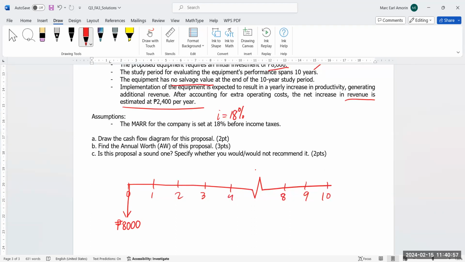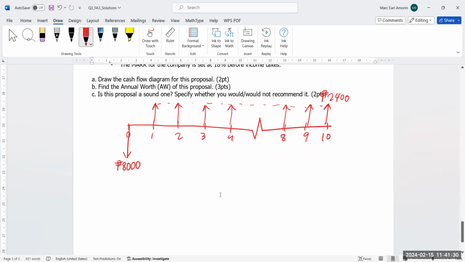Was there an annual maintenance cost mentioned? None. However, we do have revenue, which is 2,400 upward. Okay? So these are 2,400 pesos each year. So this is our cash flow diagram. Okay? To make sure that the arrows have the same height, because these are equal end of year payments.